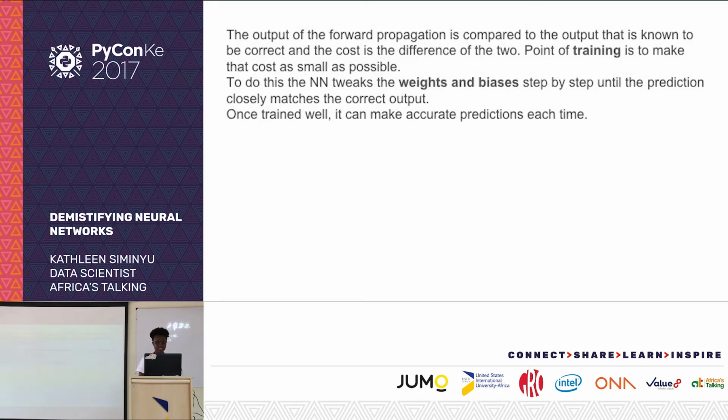Okay, so I've said all of this. The output of forward propagation is compared to the output of what is known to be correct, and the cost is the difference between the two. That is the point of training, to make the cost as small as possible. And like I said, to do this, the neural network tweaks weights and biases step by step until the prediction closely matches the correct output. And then once trained, we can make pretty accurate predictions.